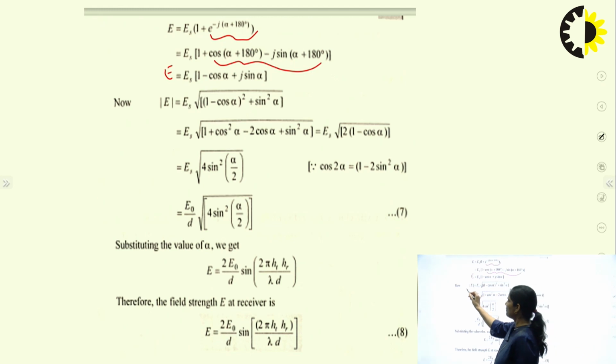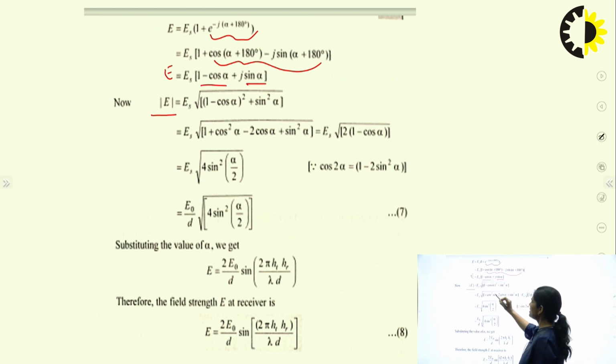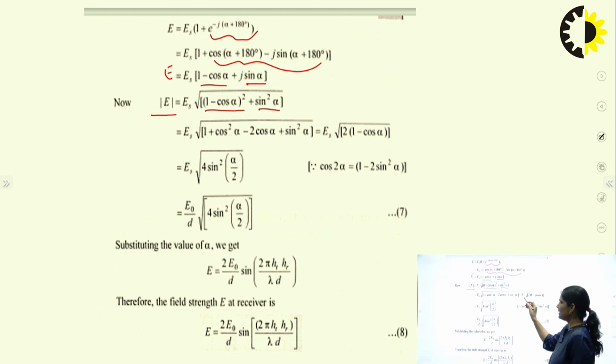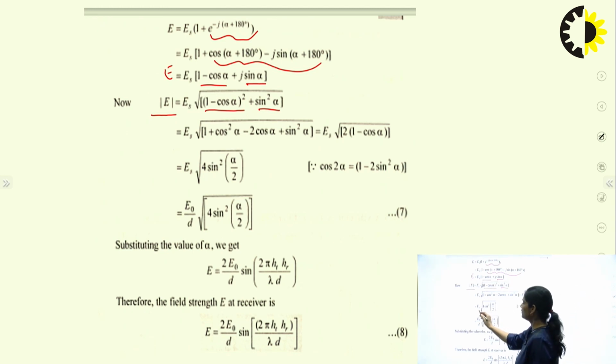Now find out the magnitude of E. Magnitude of E is equal to ES under root, this is the first term (real) and this is the imaginary term. So real term squared plus imaginary term squared. So the magnitude of E is equal to ES under root ((1 minus cos alpha) squared plus (sin alpha) squared). Now open this bracket and you will get these terms. And finally you are getting ES under root (2 (1 minus cos alpha)). Finally this is equal to ES under root (4 sin squared alpha by 2).